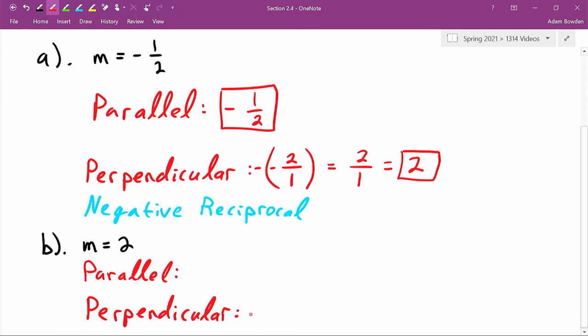For a slope of 2, parallel would be the same slope, so it would also be 2. Perpendicular, on the other hand, we take the reciprocal of 2, which is 1/2, and we do the negative reciprocal, so -1/2 is the negative reciprocal of 2, and that would be the slope perpendicular to it.